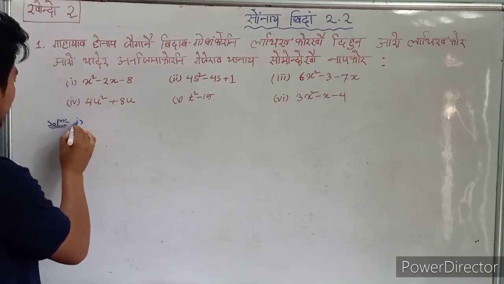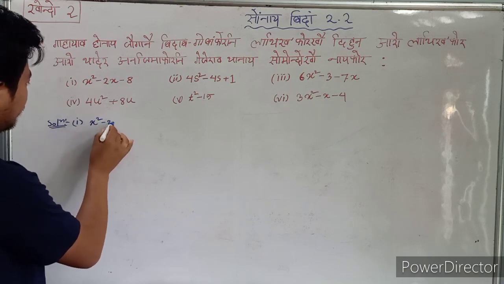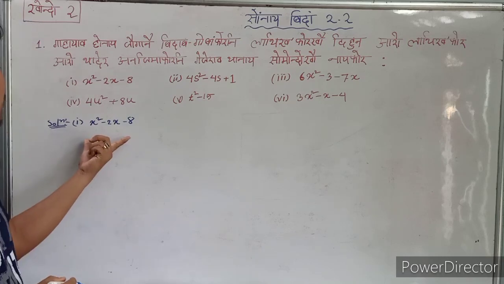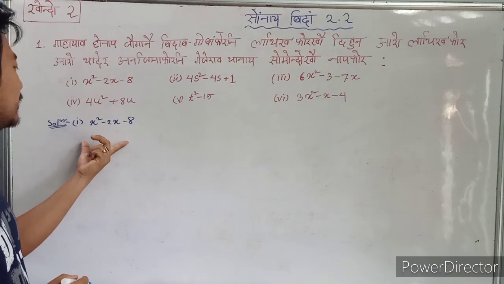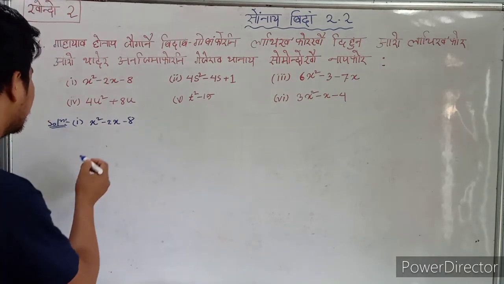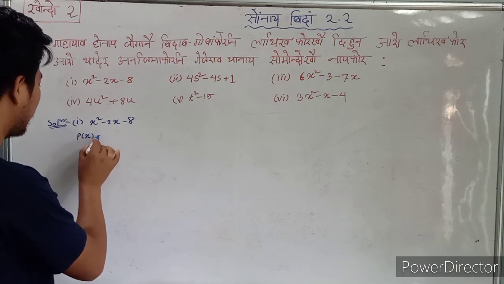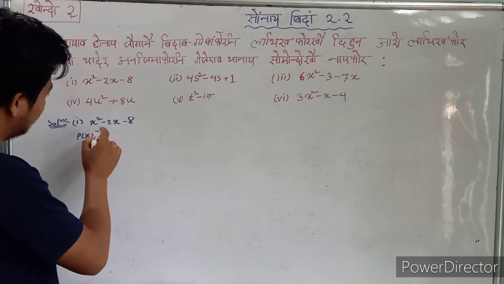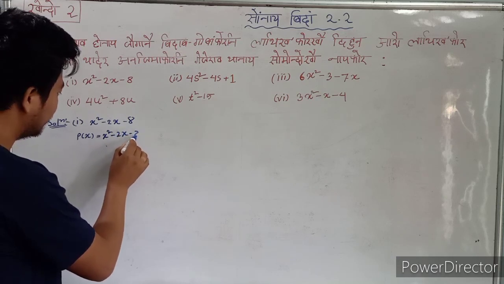So in question number 1, we have x square minus 2x minus 8. We have a polynomial p of x, so P of x is x square minus 2x minus 8.